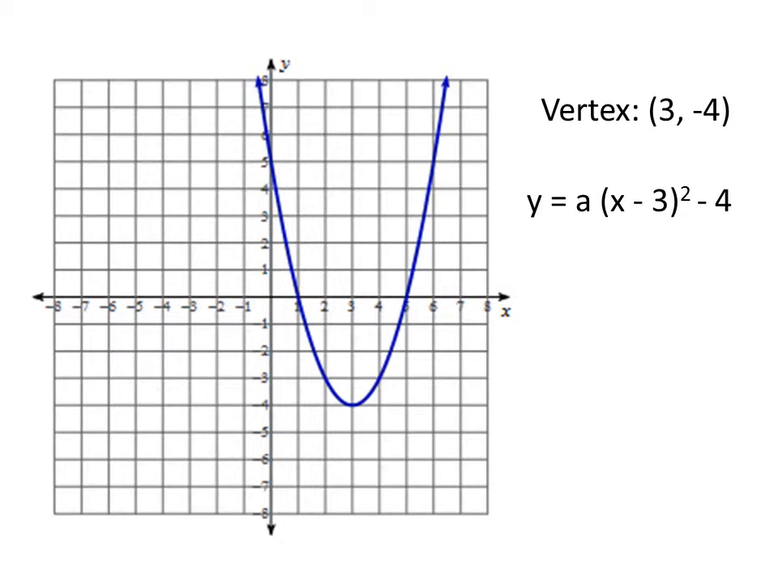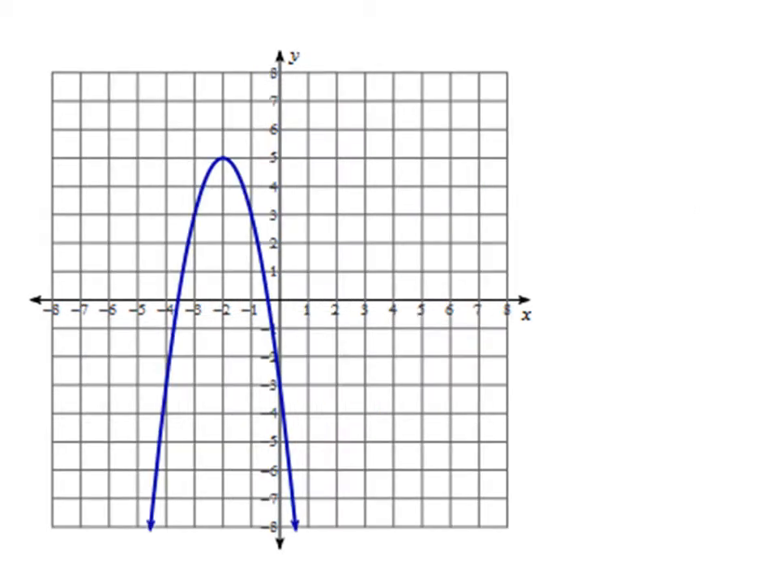So we want to locate where is that first point. So if we go over 1, let's see where we land. Well, we go over 1, up 1, so we know our a value has to be 1. So we know the equation of this graph would simply be y equals x minus 3 squared minus 4. Let's take a look at another one.